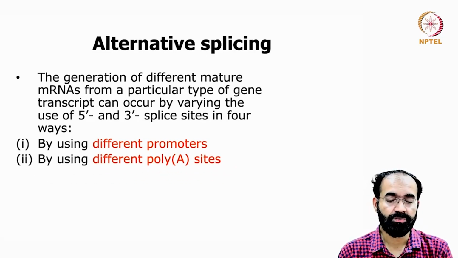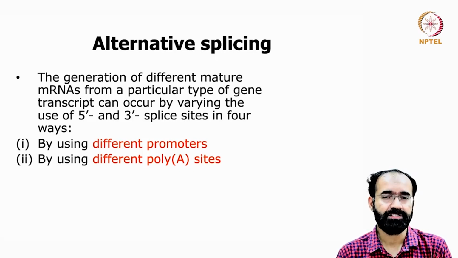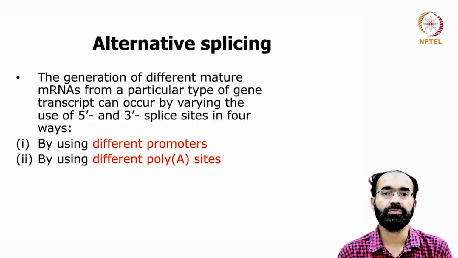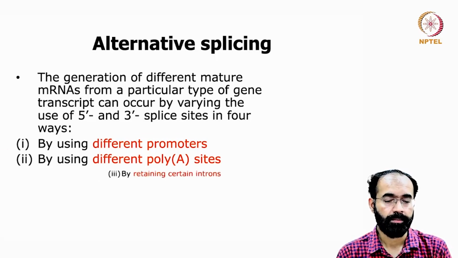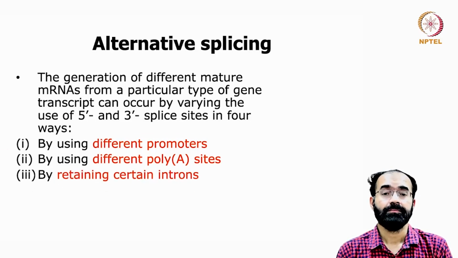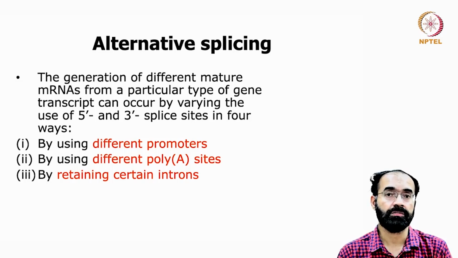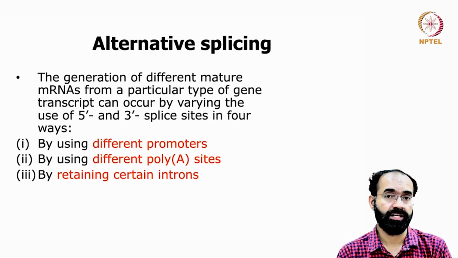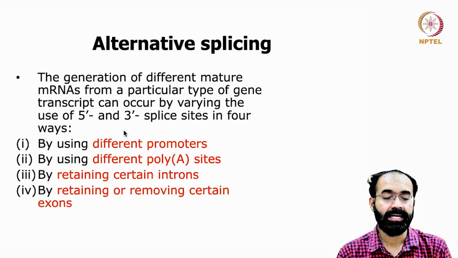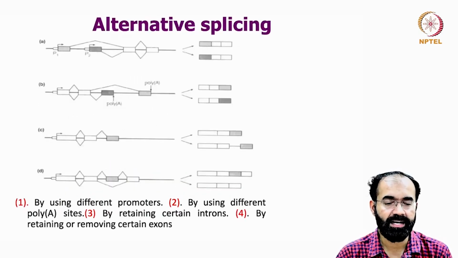Another way is by using different polyAsites, which we already discussed. It can use a first polyAsite, second polyAsite or third polyAsite. And third, by retaining certain introns. That means it is including certain introns as part of the coding region. And then retaining or removing certain exons. So these are all the ways in which it adds to the complexity. Let us see how it is done.